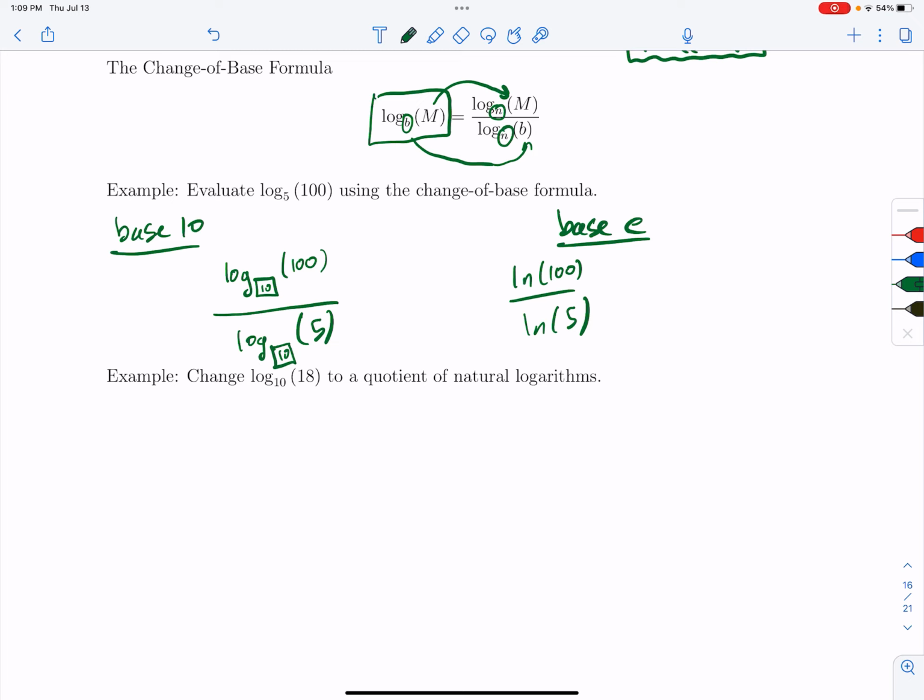All right, and then the last example, change log base 10 of 18 to a quotient of natural logarithms. So natural logarithms, that just means base E. So this will be ln of 18 over ln of 10. And again, ln just means log base E.